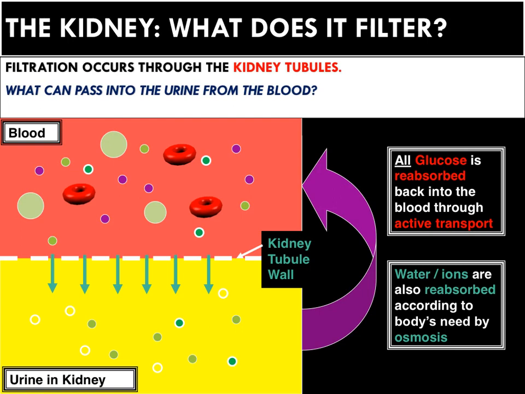The glucose will then be reabsorbed back into the blood through active transport. This is a type of diffusion that uses energy. It has to be active transport as we are moving against the concentration gradient, whereas water and ions are reabsorbed according to the body's needs via osmosis. We will look at ADH in a moment, which controls the permeability of this tubule wall.